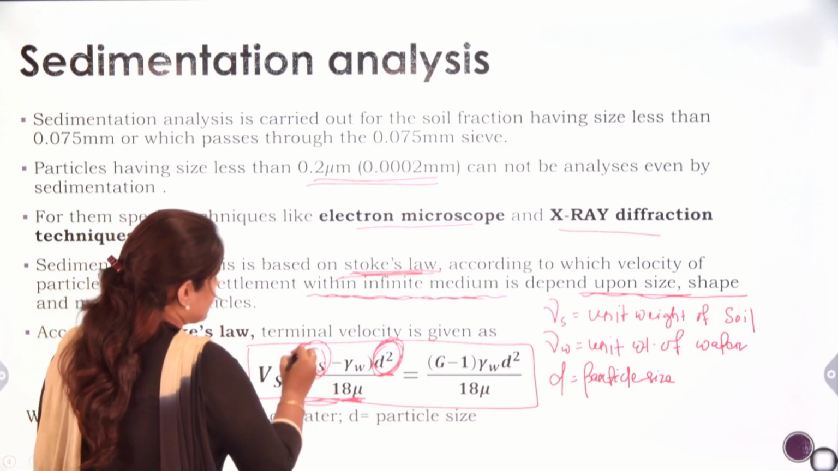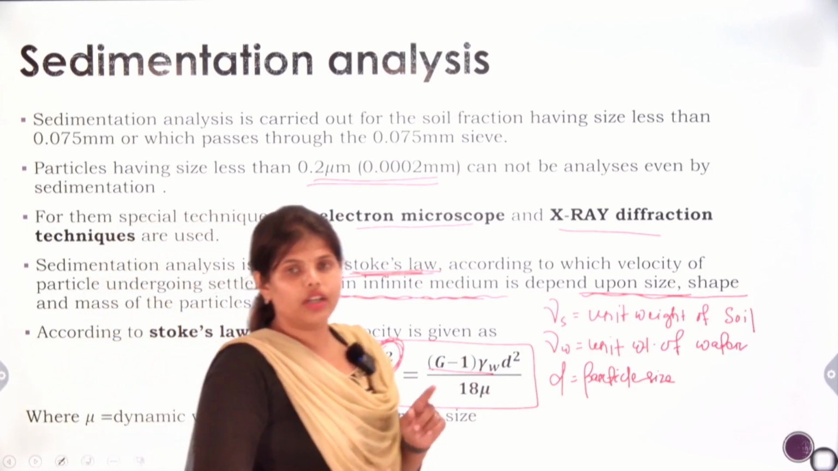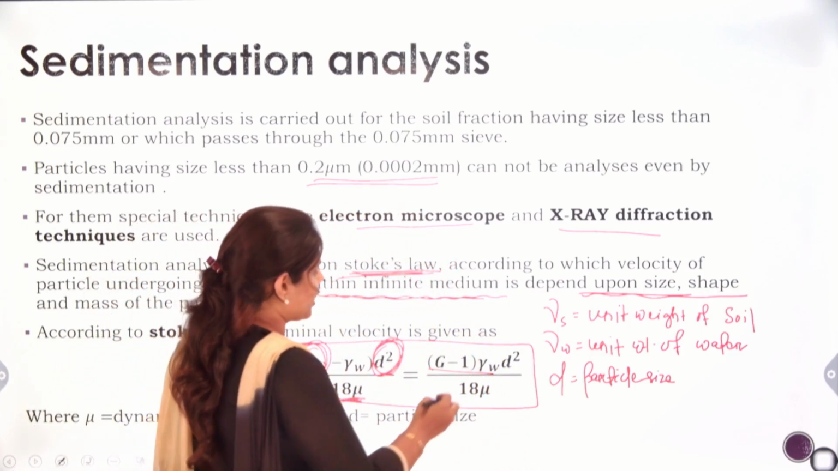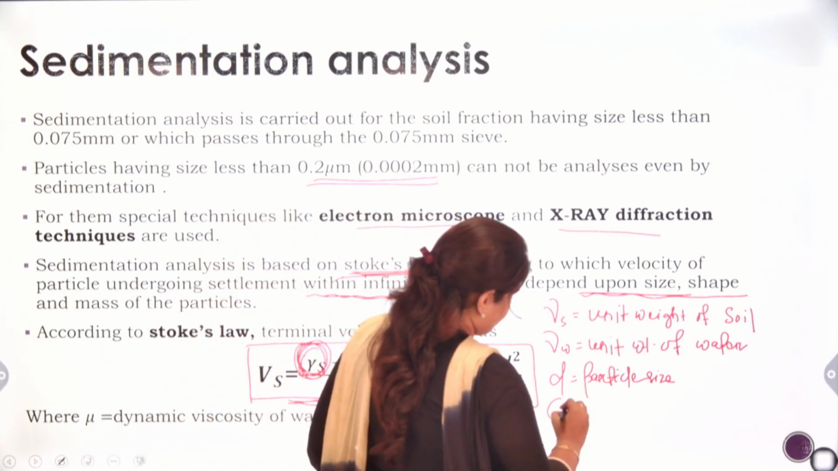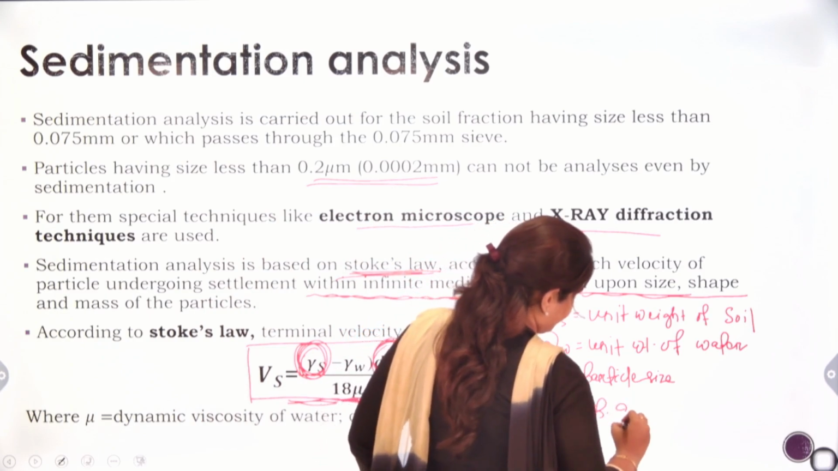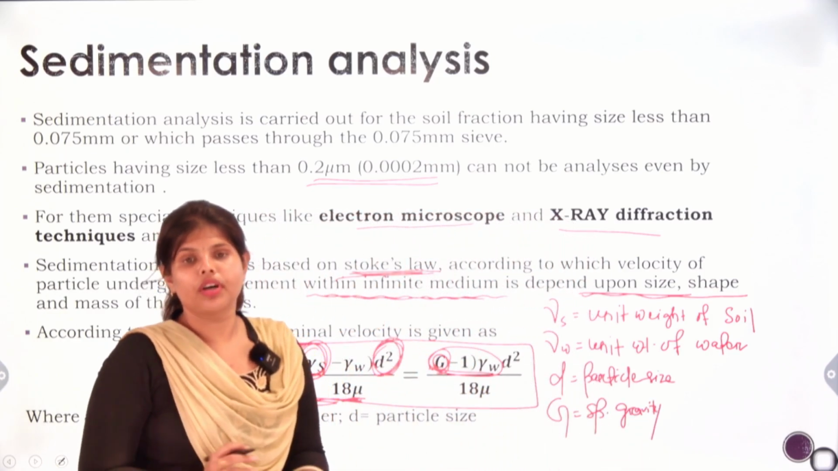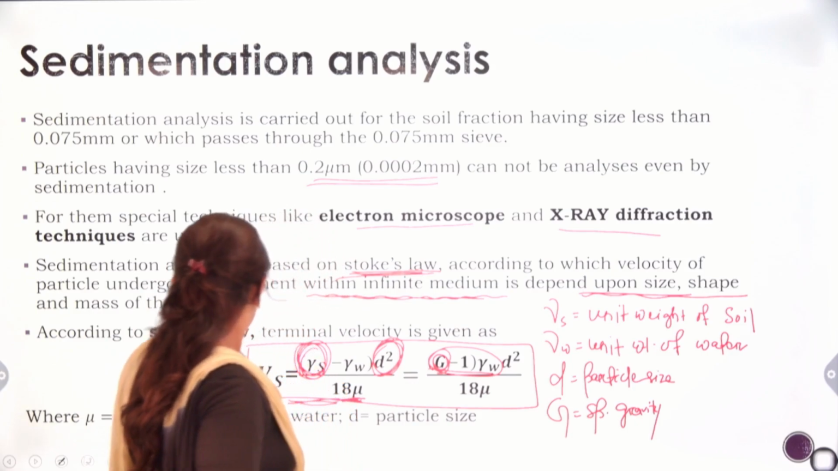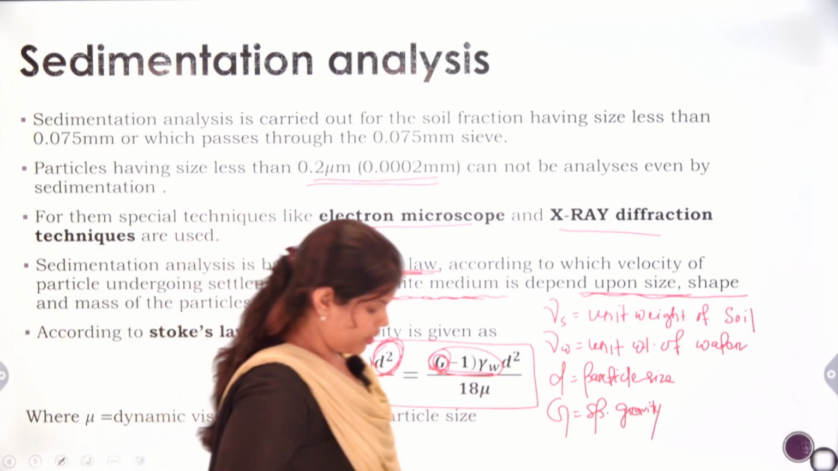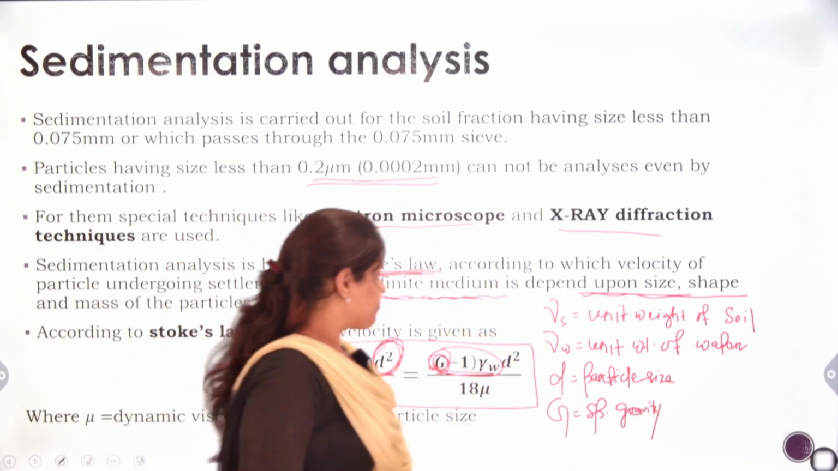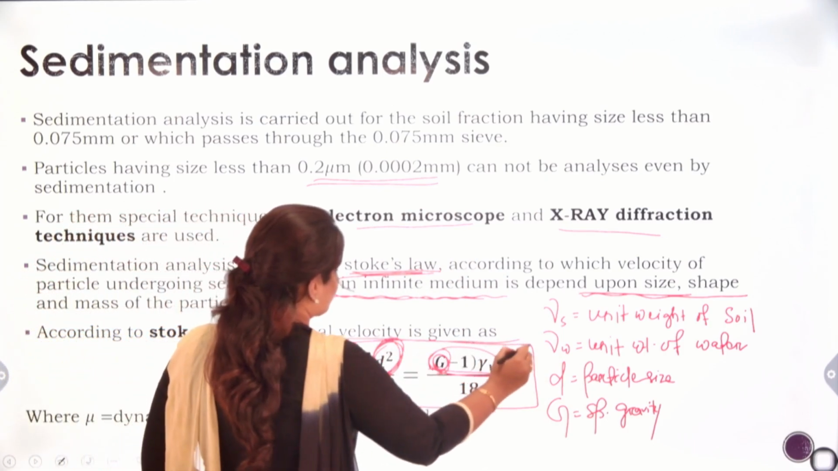So here we got the formula for Stokes law. If gamma s is not given, we have (G minus 1) gamma w into d square upon 18 mu. Okay. So this G is what? Specific gravity. Right? Specific gravity of soil. And mu is dynamic viscosity and d is particle size. Okay. So here we got the formula for Stokes law.